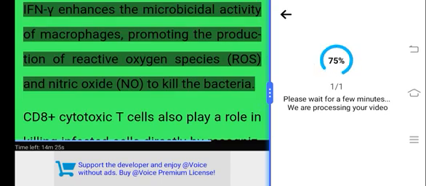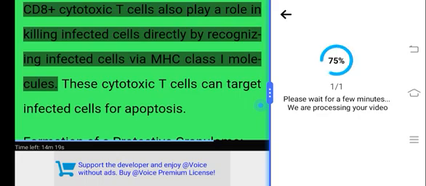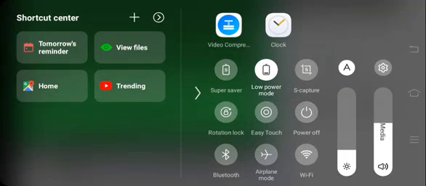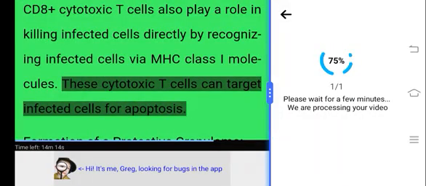IFN gamma enhances the microbicidal activity of macrophages, promoting the production of reactive oxygen species, ROS, and nitric oxide, NO, to kill the bacteria. CD8+ cytotoxic T cells also play a role in killing infected cells directly by recognizing infected cells via MHC class I molecules. These cytotoxic T cells can target infected cells for apoptosis.